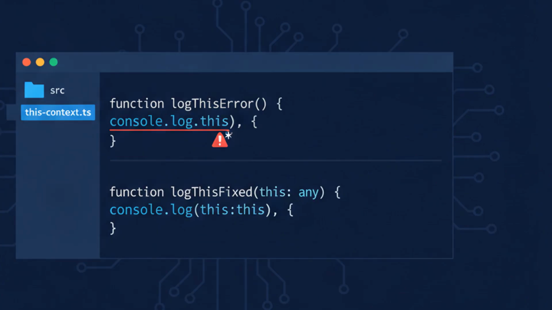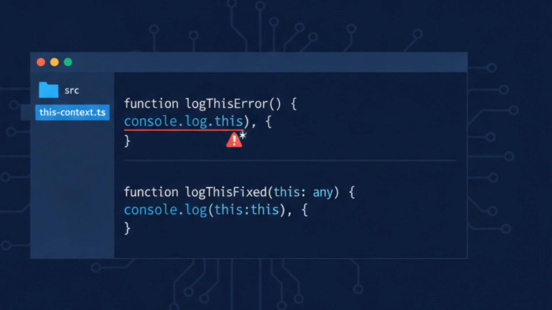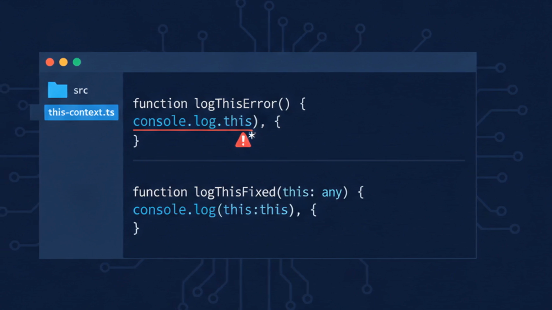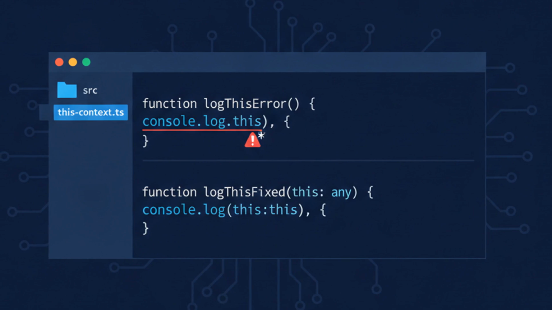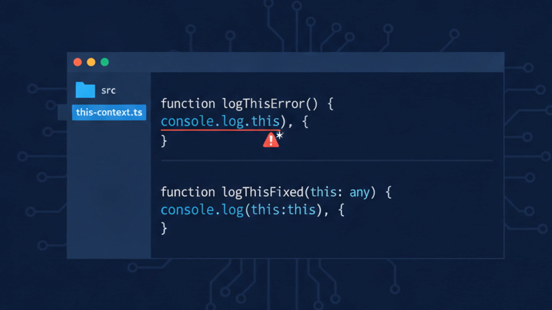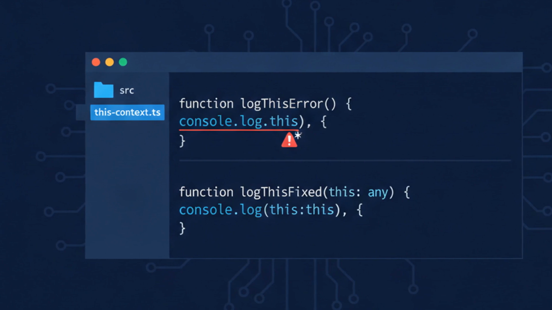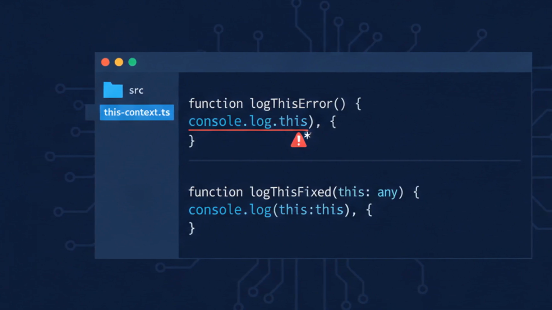Two quieter members of the family. noImplicitThis flags any use of this whose type can't be determined. Usually inside a standalone function detached from its object, where this is a runtime landmine. The fix is a this parameter or an arrow function that captures the enclosing scope. alwaysStrict is the simplest. It parses your files in ECMAScript strict mode and emits "use strict" at the top of the output. Together, they close the last gaps where loose JavaScript semantics could leak into your typed code.